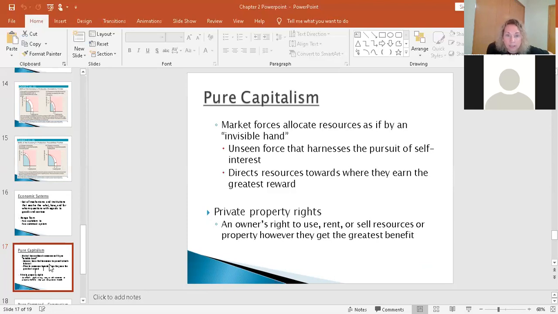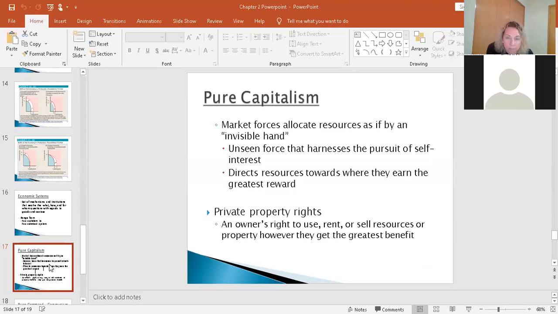This type of economic system would direct resources towards where they earn the greatest reward. You and I have an incentive to produce the greatest amount of benefit. Companies have the interest to produce the greatest amount of profits, and somewhere in between, we work it all out. But that would be pure capitalism if everything was done that way, with that interest in mind: greatest reward.